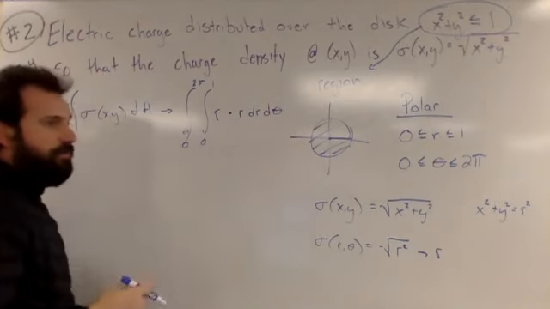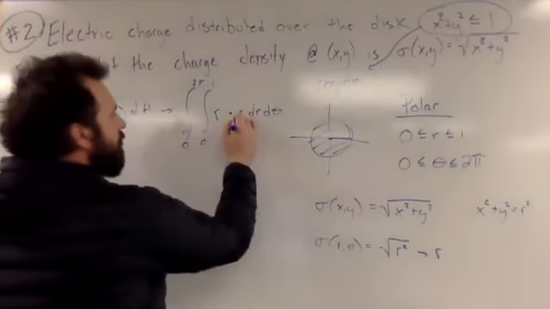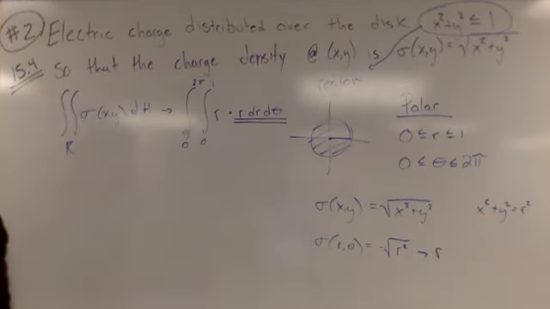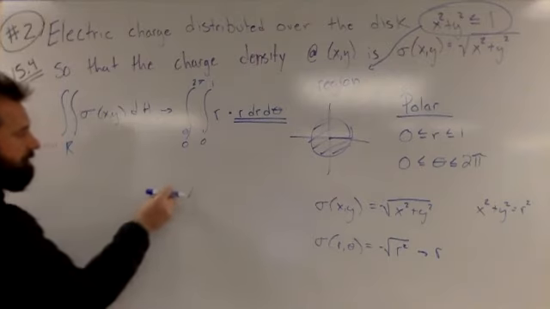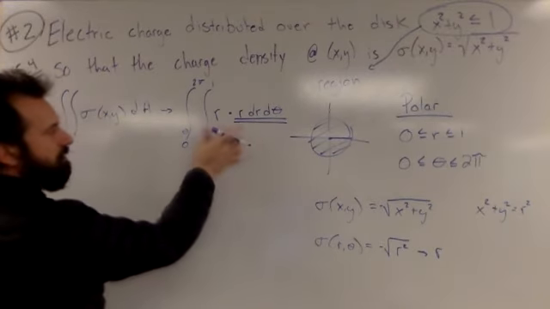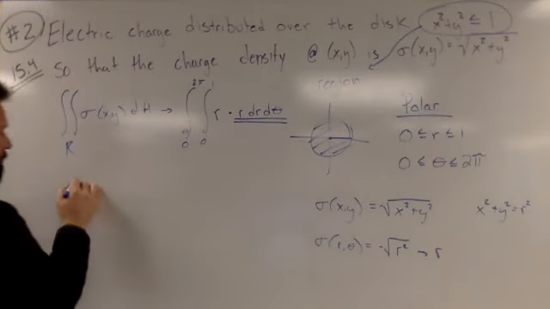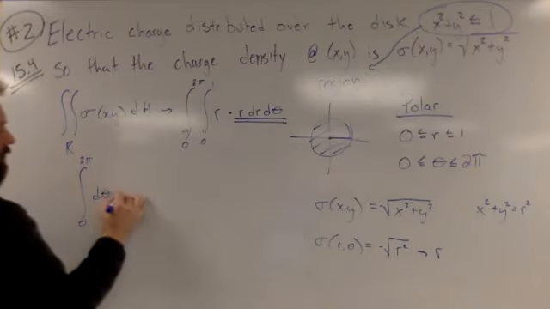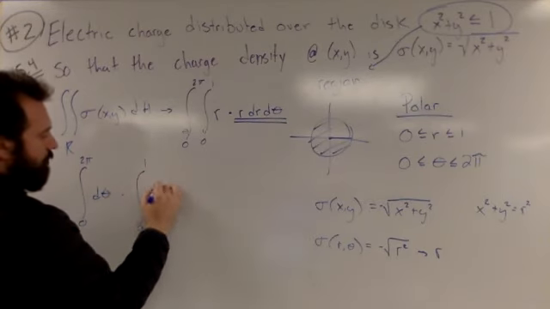So when I'm switching from a rectangular situation into polar coordinates, I need to make sure that I include this. Don't forget that r. Now I'm going to separate the two integrals. Since I have nothing in terms of theta here, this whole integral will just become a coefficient. So I can integrate from 0 to 2 pi d theta, and then I can integrate from 0 to 1 r squared.